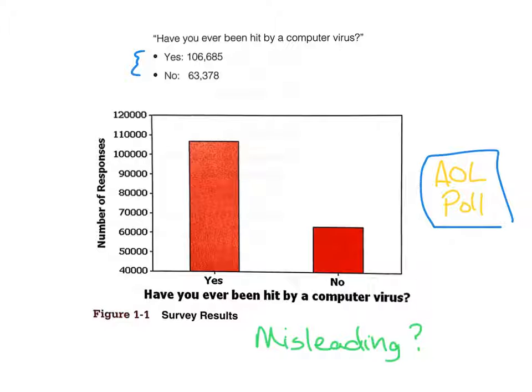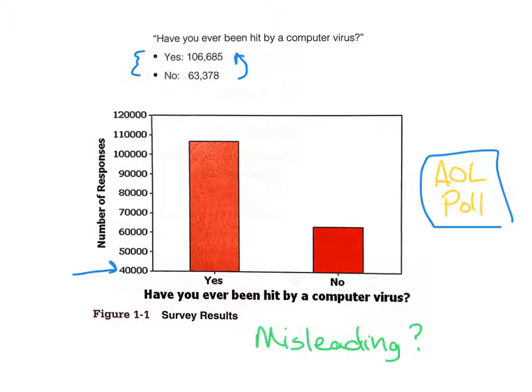And also look at their chart. The chart makes it look like yes is like 3 times as big as the no. The chart, because it starts at 40,000, doesn't start at 0, is kind of confusing as well, because if you look at the numbers, it's not even twice as many people said yes, but the chart makes it look like, wow, almost 3 times as many people said yes. So the chart is kind of confusing.